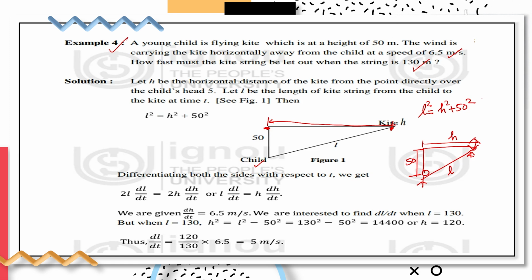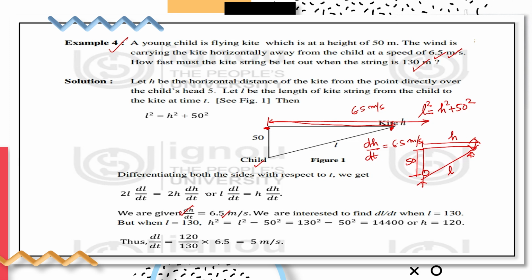Now, we are given that the wind is carrying the kite horizontally away from the child at a speed of 6.5 meter per second. So, that means dh by dt, this horizontal distance, is increasing at the rate of 6.5 meter per second. So, we are given dh by dt is equal to 6.5 meter per second.